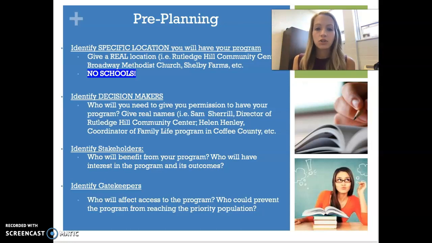Identify your stakeholders. Who will benefit from this program? Who has a vested interest in this program? Identify the gatekeepers. Is there anyone that can prevent access to your program? Who could cause some issues, some hiccups along this road? Who are those gatekeepers?